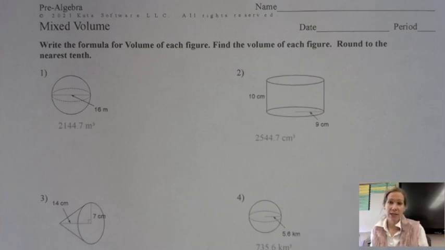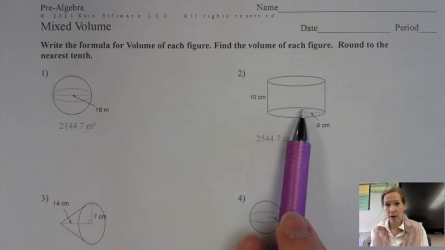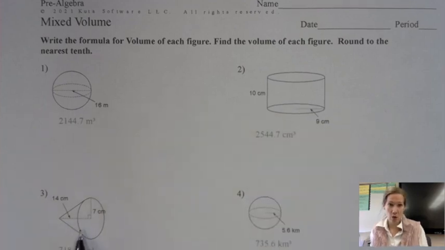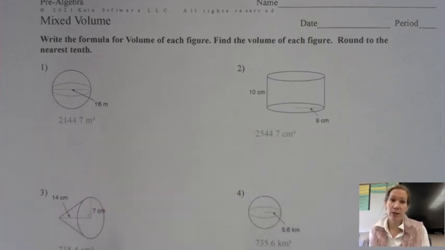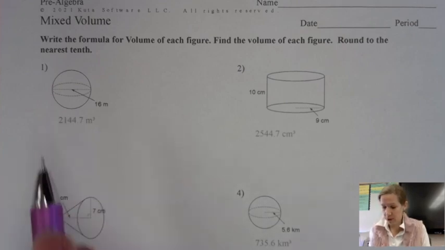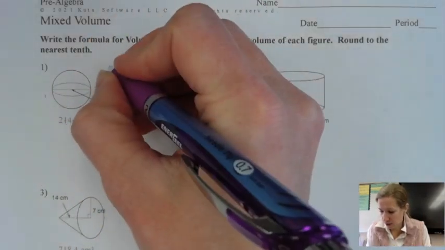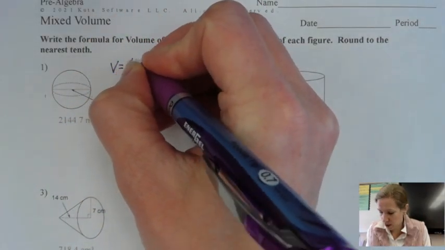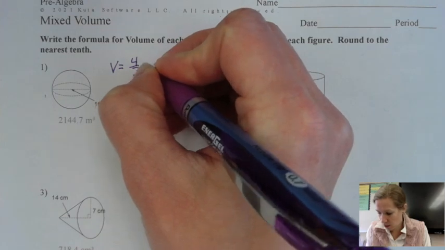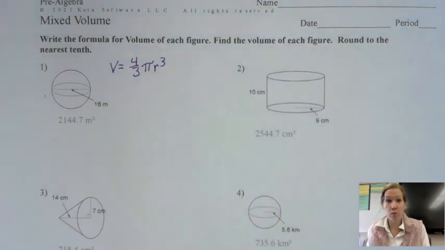Hello, by the end of today's lesson, you should be able to calculate the volume of a sphere, a cylinder, and a cone. The first thing you need to do is make sure to write down the formula for the shape you are trying to find the volume of. So for a sphere, the volume is 4/3 pi r cubed.